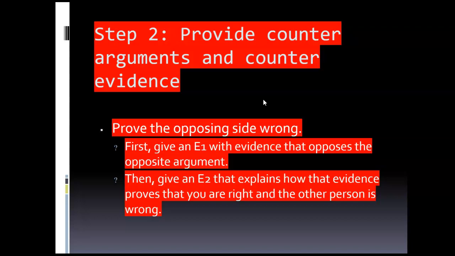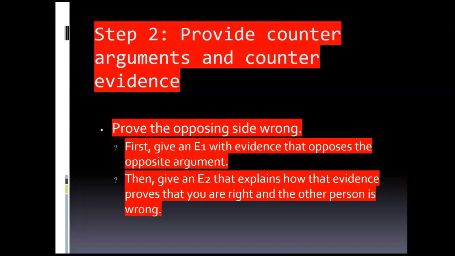After you introduce the opposing argument, you have to provide counter arguments and counter evidence. So again, the whole purpose of a counter argument paragraph is to take the opposite side and prove it wrong. One mistake that I see people make from time to time, because technically you are starting the paragraph with the opposing viewpoint, some people will give me evidence that supports the opposing side. You do not want to do that. Your E1s and your E2s in your counter argument need to support your side of the argument.